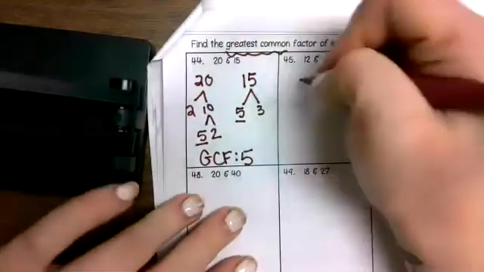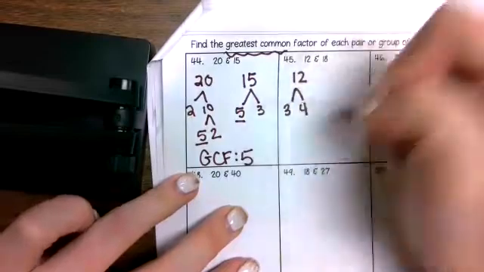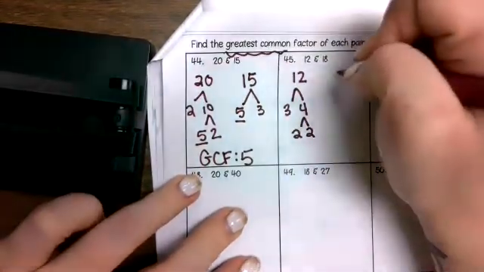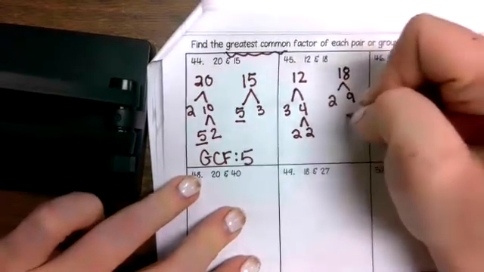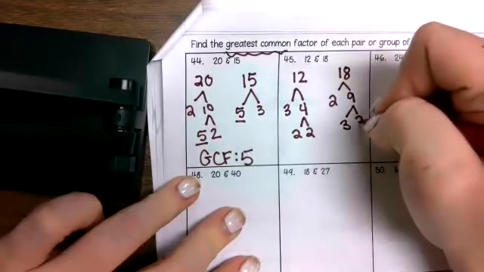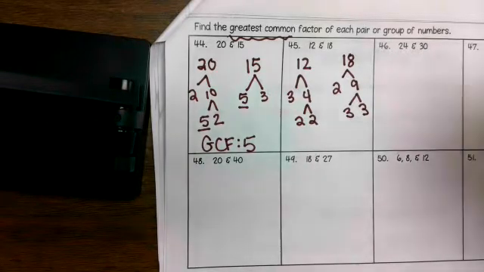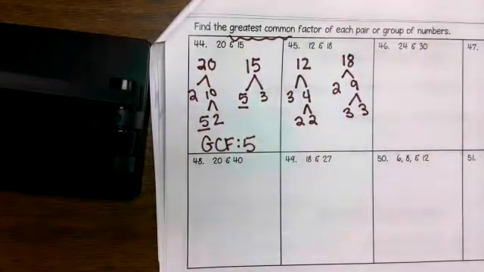All right, let's try 12 and 18. So 12 breaks down into 3 and 4. I can break that 4 down into 2 2s, and that's as much as I can break down. 18 breaks down to 2 and 9, and I can break that 9 down into 2 3s. Now this can look different depending on the person, depending on the factors that you choose. Like if you had chosen 6 and 8, it would look a little different, but you'd still end up with the 2s and the 3s.